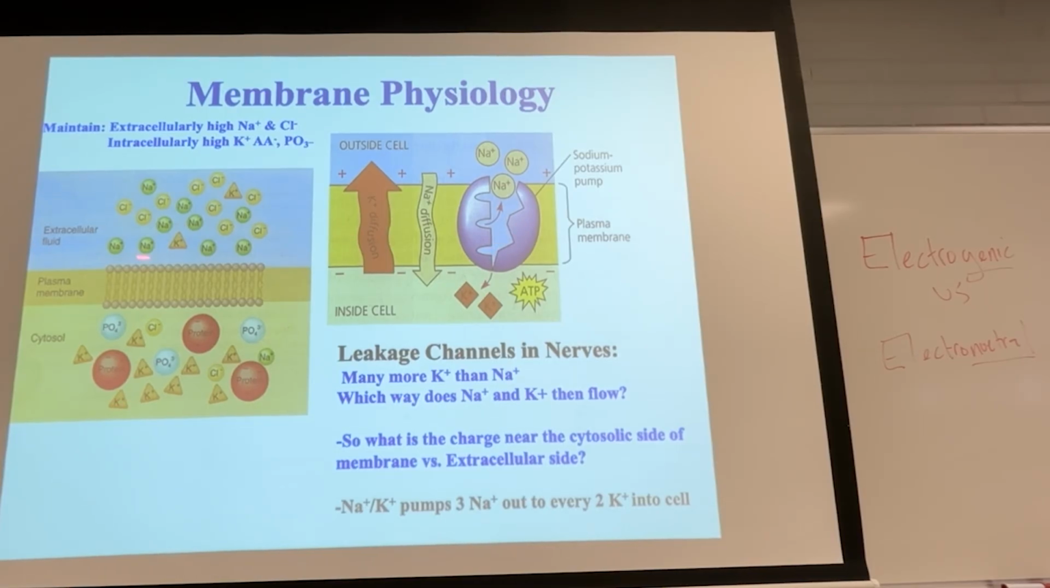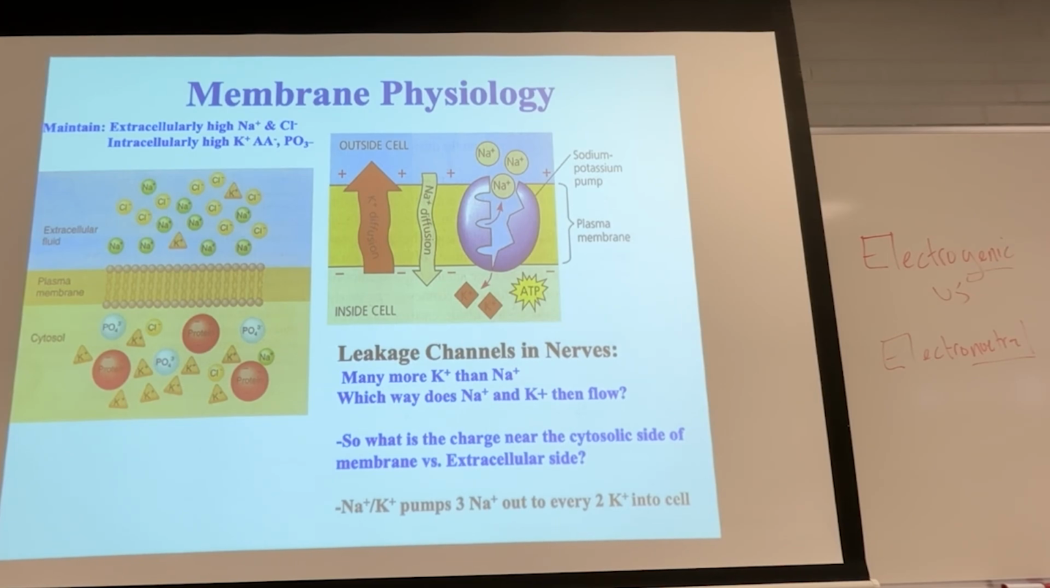In the extracellular fluid, the two major ions are sodium and chloride. Sodium chloride, that's where most of your salt is. We pump sodium out, we keep sodium high out here and low in the cell. We keep potassium high in the cell and low in the extracellular fluid.